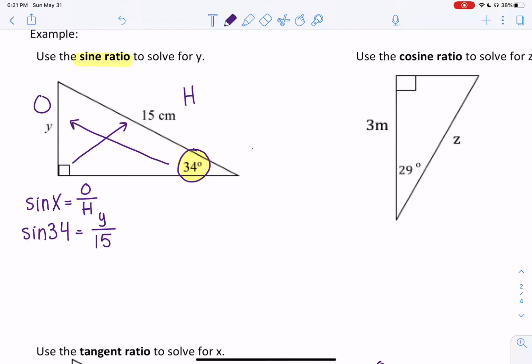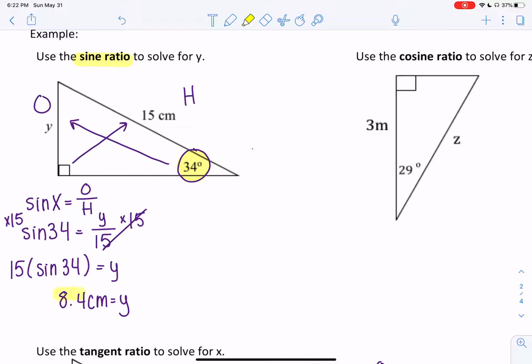So now we want to get y all by itself. 15 is currently being divided, so we'll multiply by 15 on this side, and we'll multiply by 15 on this side. So we're left with 15 times sine 34 equals y. And now I'm just going to type that right into my calculator. So we will get that 8.4 centimeters is equal to y. And that's it.